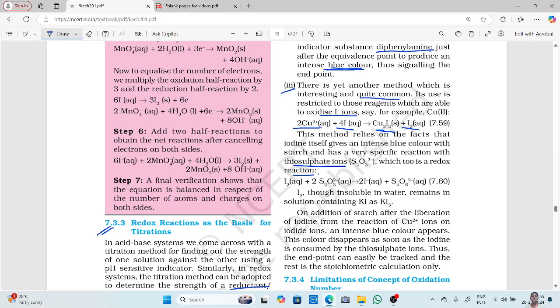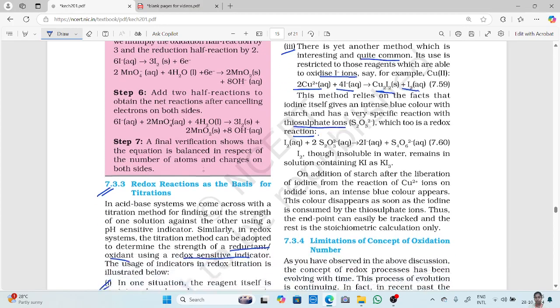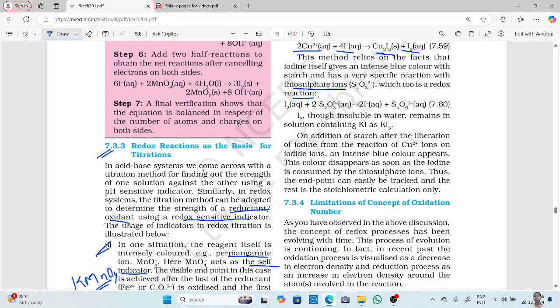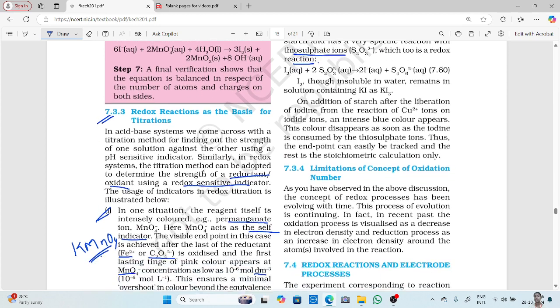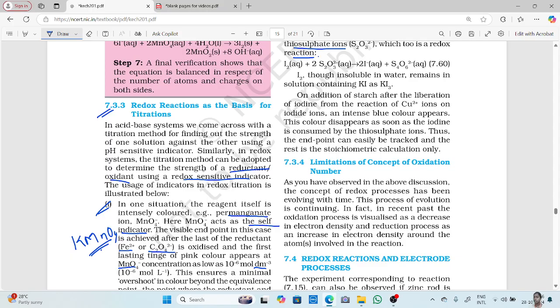Now iodine, though insoluble in water, remains in solution containing KI and KI3. On addition of starch, after the liberation of iodine from the reaction of Cu2+ ions on iodide ions, an intense blue color appears. This color disappears as soon as iodine is consumed by thiosulfate ions.